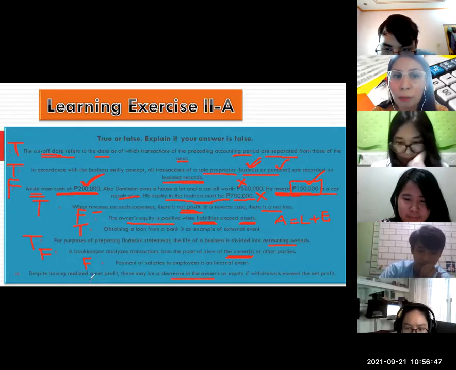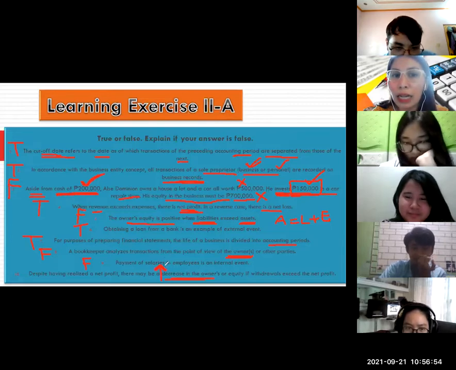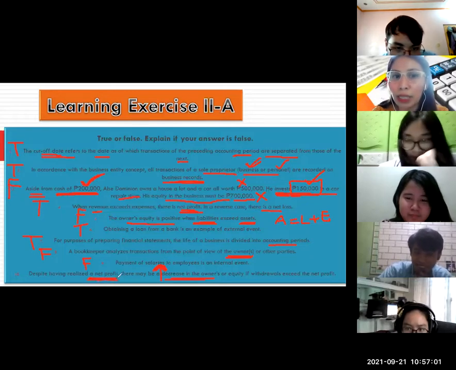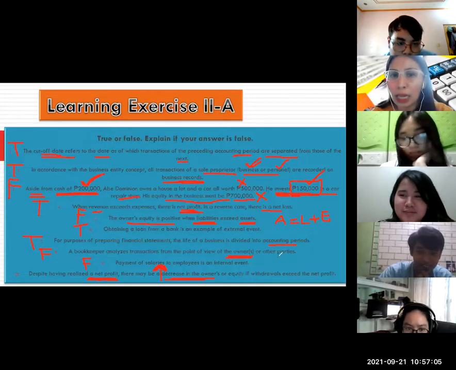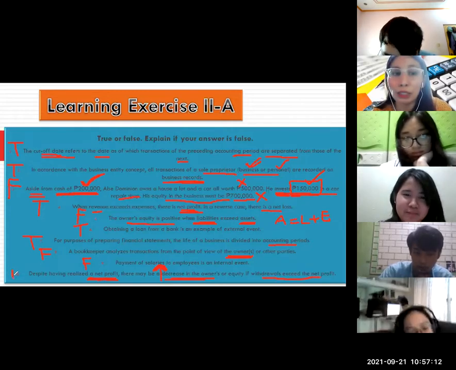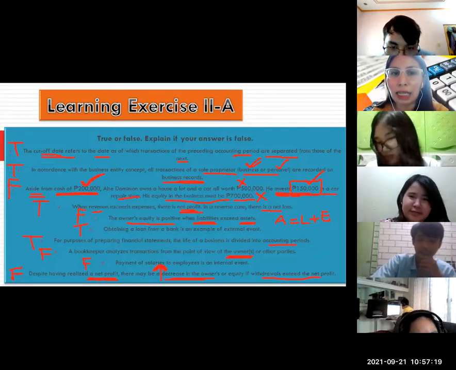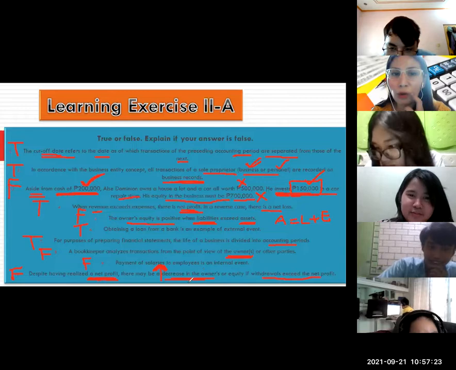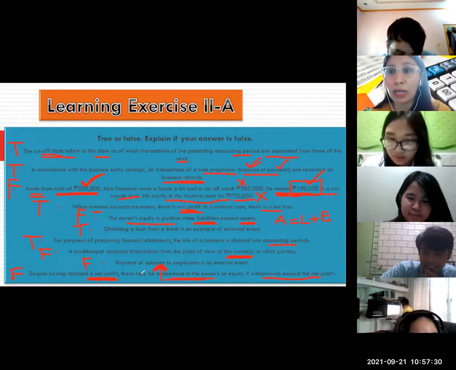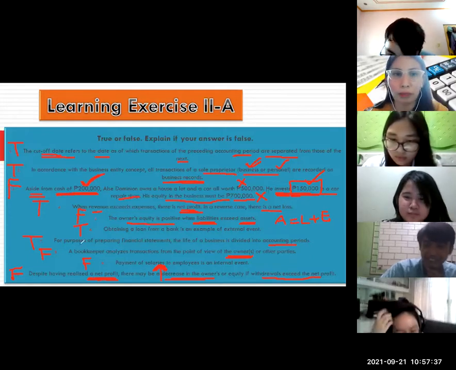So every time meron kang net profit, merong increase sa owner's equity kasi nadadagdagan yung earnings. So every time merong net profit, merong increase in the owner's equity. So, for this one, the answer is false. Dapat increase, hindi decrease. Kapag may net profit, mayroong increase. Kapag baliktad naman, pag net loss ang result, decrease. Lugi ang owner's equity. Bababa ang owner's equity.